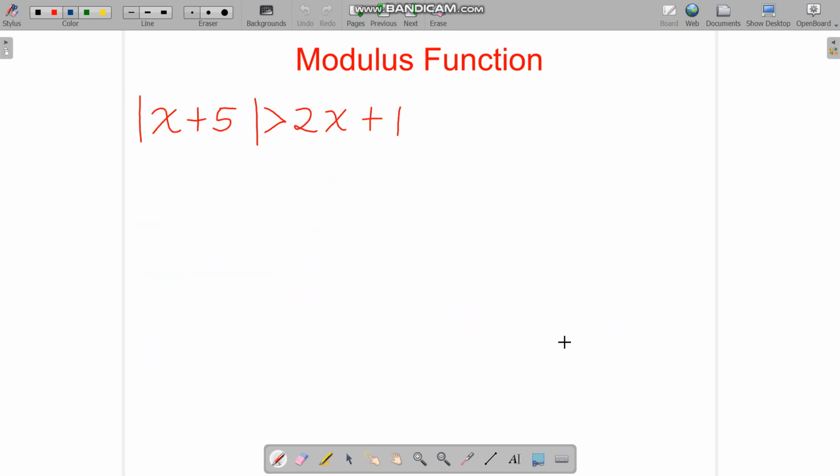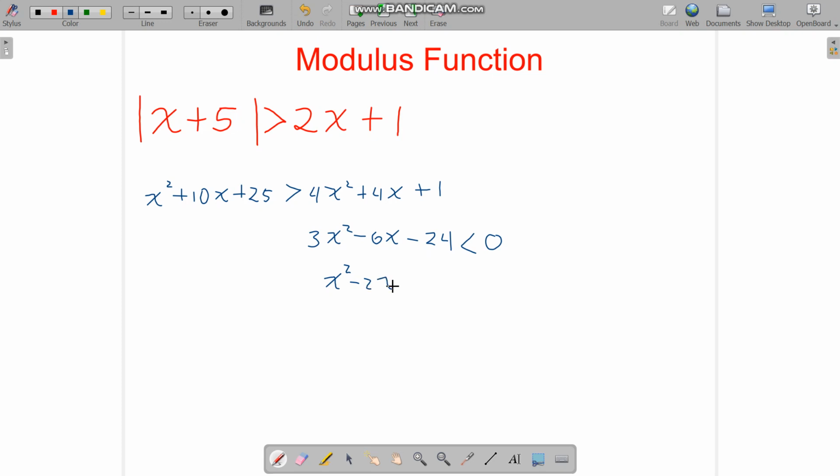Now let's check out this example. Again, we square both sides, so we get x squared plus 10x plus 25 is greater than 4x squared plus 4x plus 1. And move everything to the right. We have 3x squared minus 6x minus 24 smaller than 0, or we can write it down like this. Divide by 3, x squared minus 2x minus 8, smaller than 0.